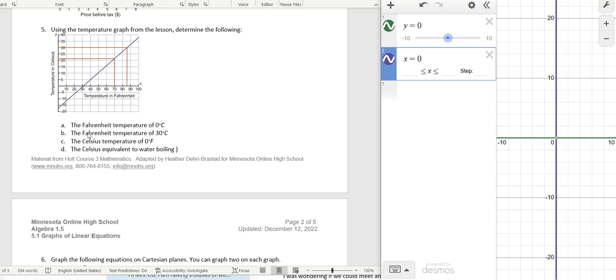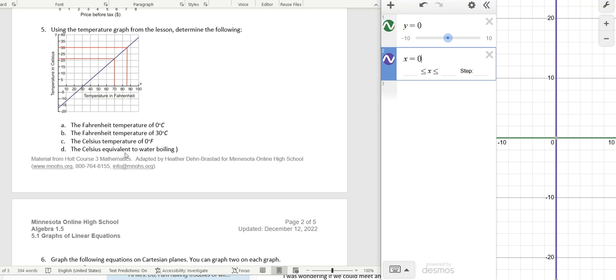So the next one says what's the Fahrenheit temperature of 30 degrees Celsius, so then you'd go up to 30, that one has a line there, and you'd go over and see where it hits the Fahrenheit temperature, and it looks like it's about 85. And then the Celsius temperature of 0 Fahrenheit, that means you find 0 on the Fahrenheit scale, which is right here, and you'd drop down until you get to that line, and it's about negative 17 or so.